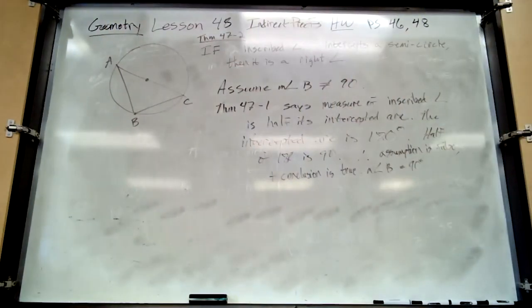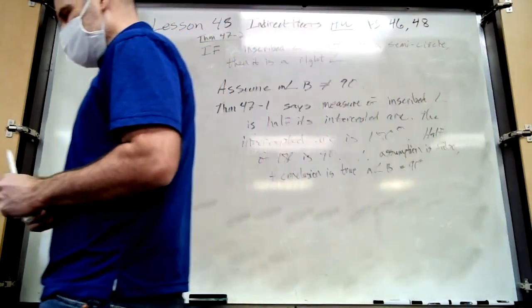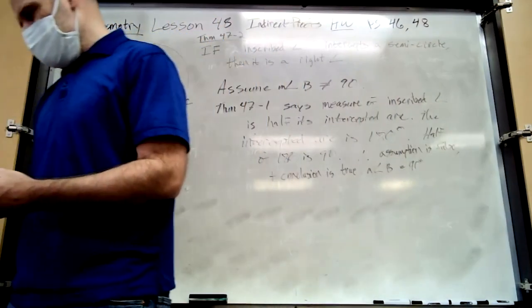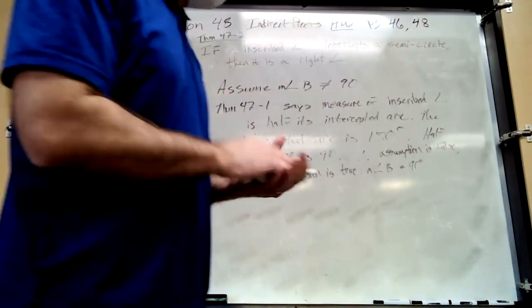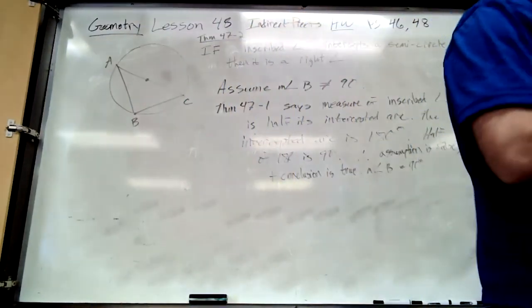Okay. So the last example is just writing an indirect proof. I don't think we need to do any more. I think we'll call it at that.